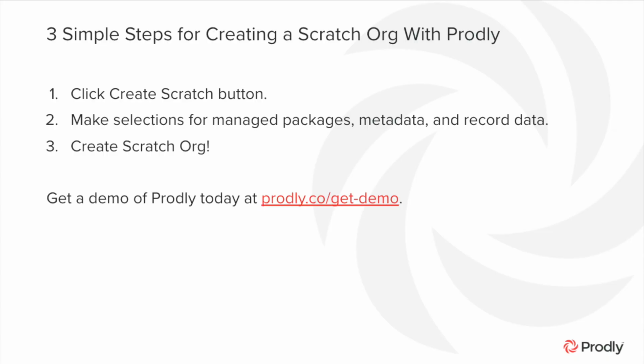Let's recap the three steps for creating a Scratch org with Prodly. Number one, we're going to click the Create Scratch button. Number two is making your selections for your source org and what managed packages, metadata, and data you want in your Scratch org. Number three, we click Create Scratch org.